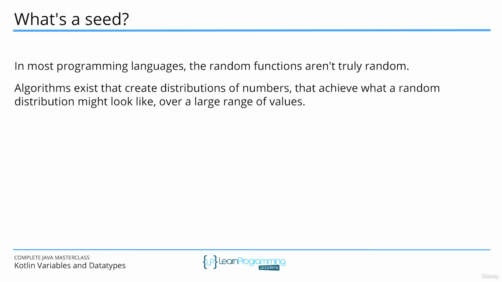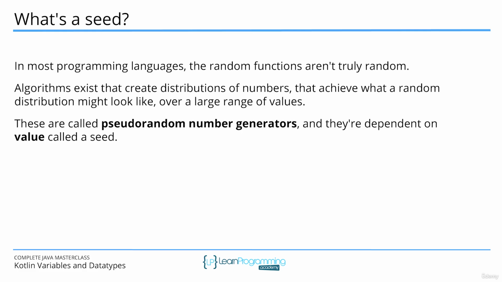Algorithms exist that create distributions of numbers that achieve what a random distribution might look like over a large range of values. These are called pseudo-random number generators, and they're dependent on an initial value called a seed.